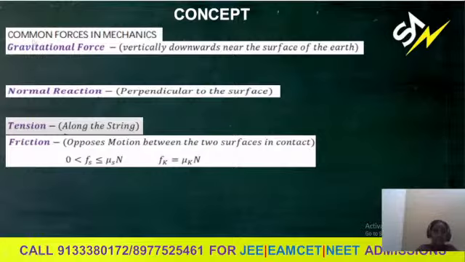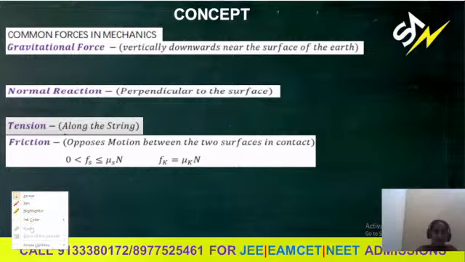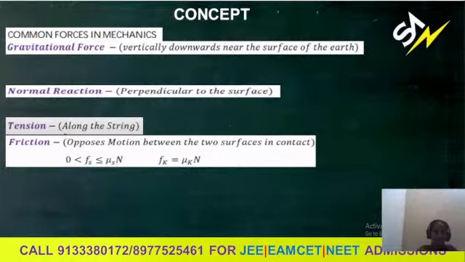Our next concept: let us see some common forces in mechanics. The first force is gravitational force. Gravitational force will act vertically downwards near the surface of the earth. Let us see this with a free body diagram. There is a mass, and let us treat that mass as a point mass. Its weight will act downwards due to gravity. So the gravitational force direction is vertically downwards, which is perpendicular to the surface of the earth.